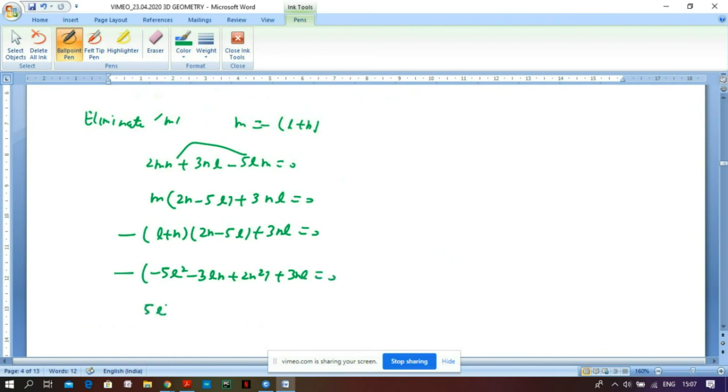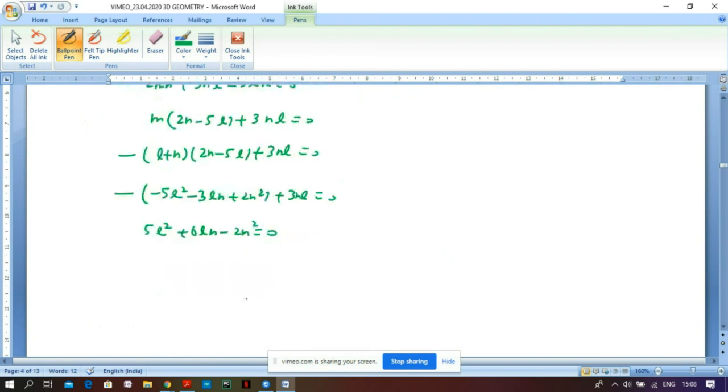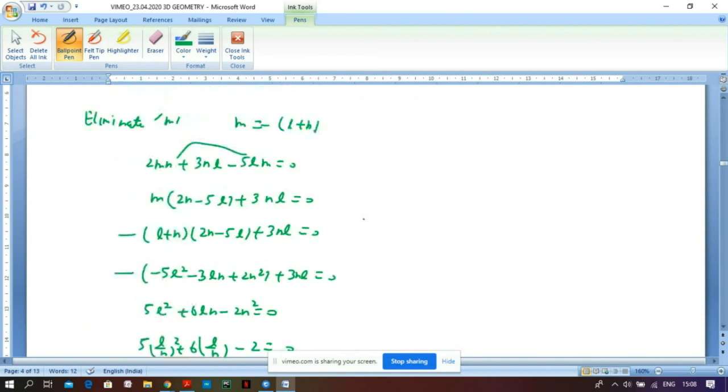I can get 5l squared and 3ln and 3ln, so I can get 6ln, and then negative of 2n squared equal to 0. As usual, again divide by n squared and get (l over n) whole squared plus 6 times l over n minus 2 is 0. And the product of l1 by n1, l2 by n2, the product of these two roots, that is c over a, that is minus 2 over 5. So that's number 2.